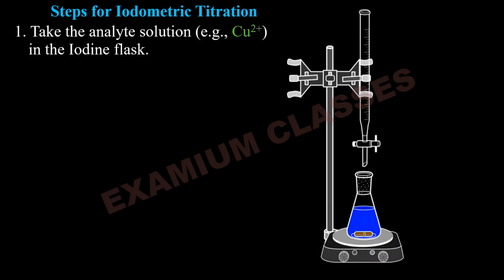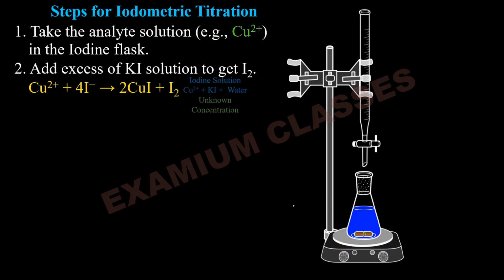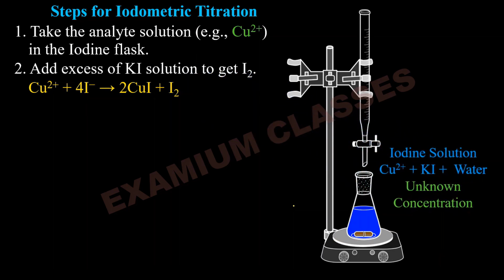Steps involved in iodometric titration: take the analyte solution, for example copper 2+. This is the substance whose concentration is to be calculated. So we take this into the iodine flask, add excess of KI solution to get iodine. From here we add excess of KI so that no unreacted copper sulfate is there. To ensure that the entire copper sulfate is used, we add excess of KI. Now we have the maximum iodine which could be produced by the analyte.